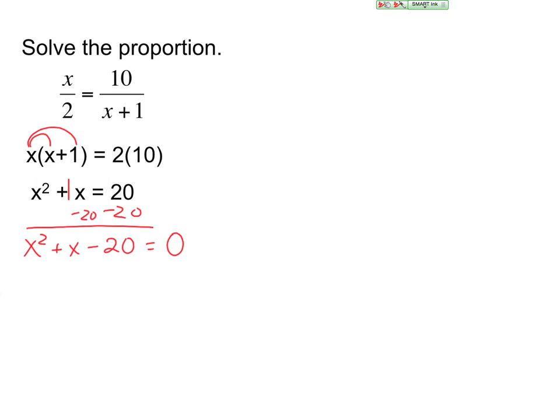Okay, so what's the a value going to be? It's the coefficient on the squared term. So a is going to be 1. B is the coefficient on the linear term, the part that doesn't have an exponent. So b is going to be 1. And c is the constant, negative 20. I forgot c. C equals negative 20.